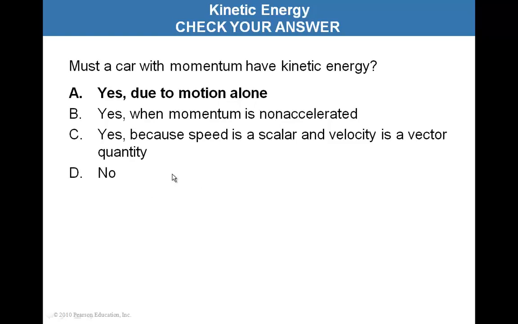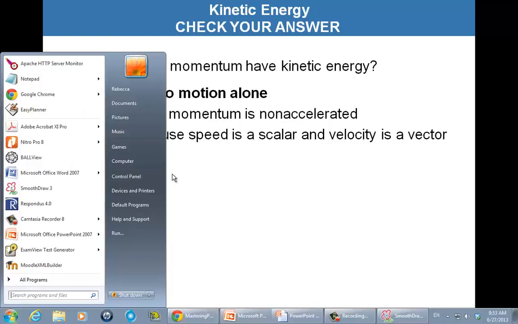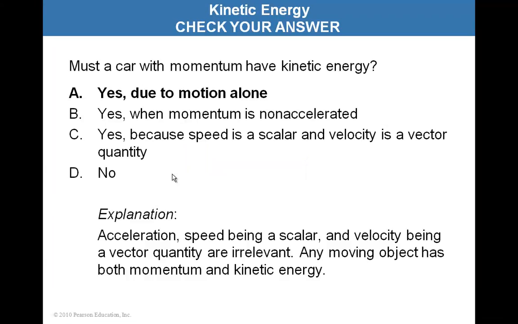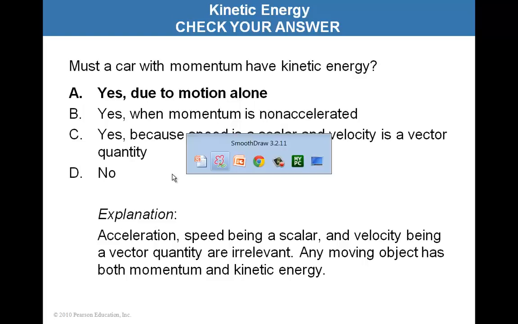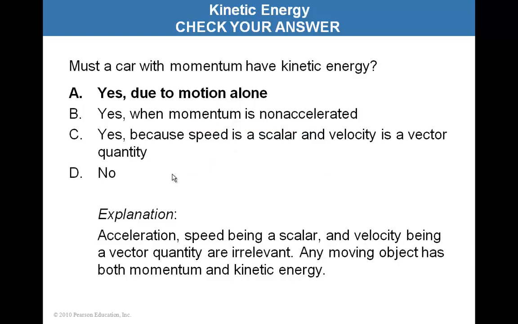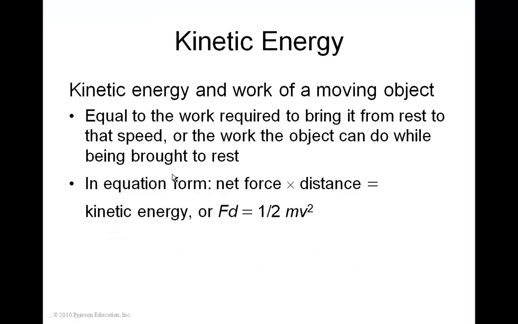Because if we looked at our formula, the kinetic energy was the mass times the speed squared. So it was moving. It didn't care if it was accelerating or not. It still had kinetic energy. So acceleration, speed being a scalar, and velocity being a vector quantity are irrelevant. Any moving object has both momentum and kinetic energy.